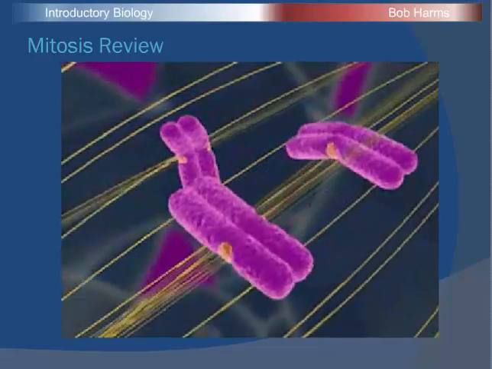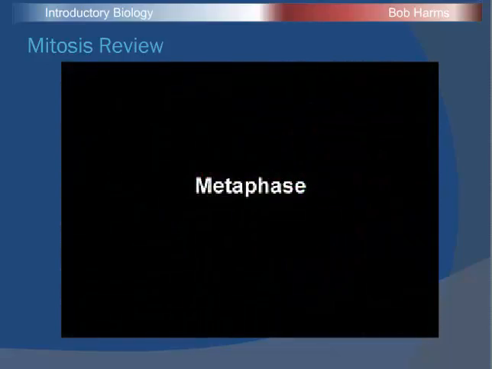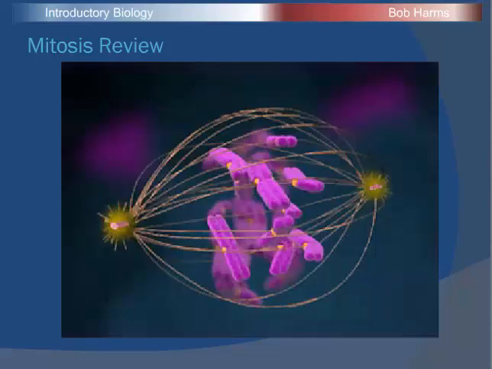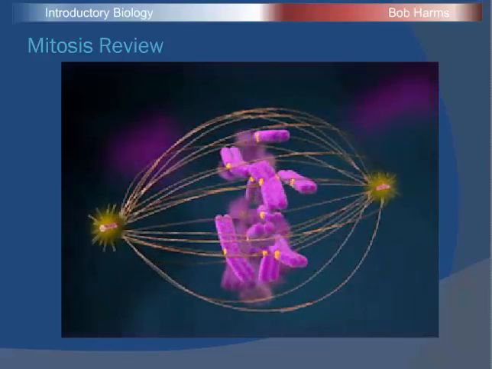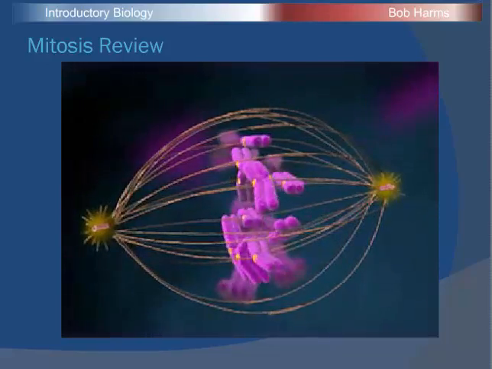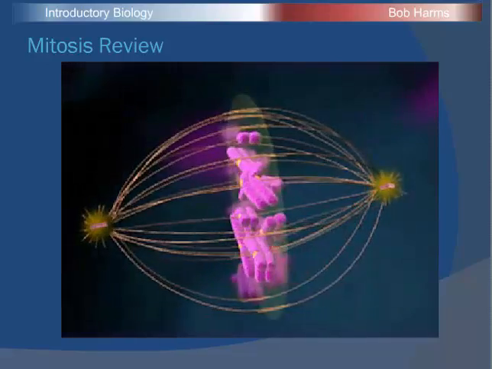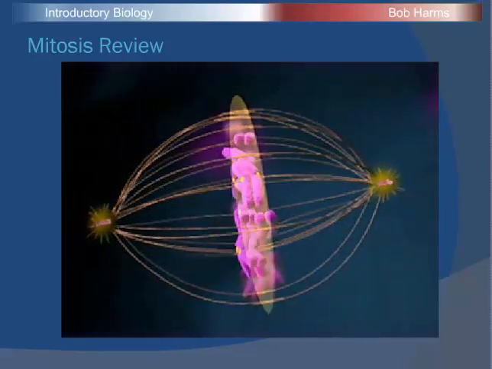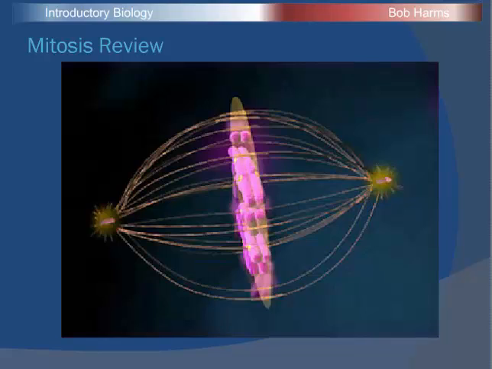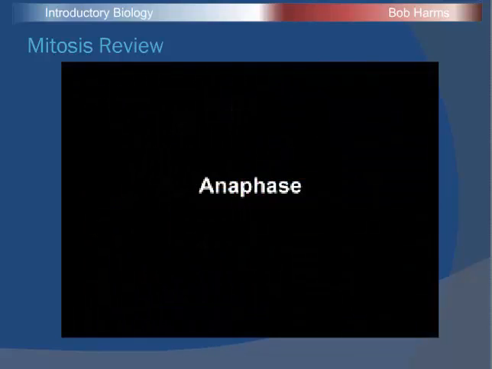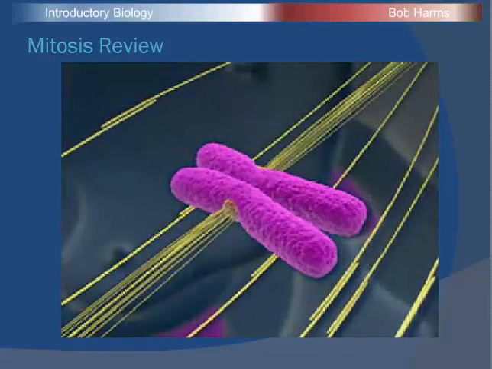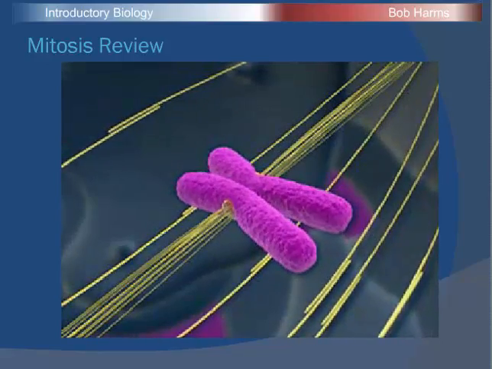Now, as the cell gets the DNA lined up down the center, then we're going to enter metaphase. And in metaphase, all the DNA gets lined up down a central plane or the equator of the cell. Again, this is a very quick phase. Once those cells have lined up, the cell is going to immediately enter anaphase. In anaphase, the spindle is going to contract at both ends and is going to split apart our two identical copies, or our two sister chromatids.